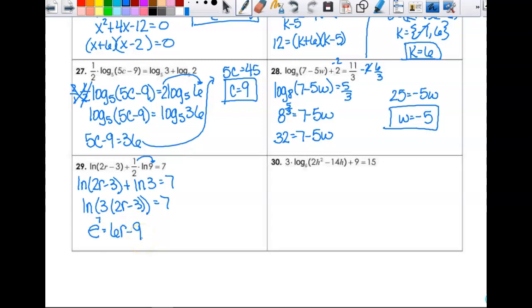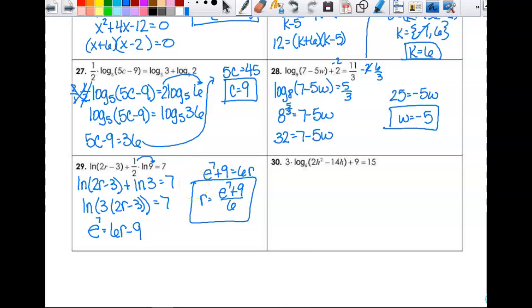So then to get r by itself, I'm going to add 9. So e to the 7th plus 9 equals 6r. So r equals e to the 7th plus 9 all over 6. So then when I go to substitute this in, whatever e to the 7th is, that's a little less than 3, that's going to be a really big number. Plus 9 divided by 6, that's totally going to be bigger than negative 3. So that's my answer.